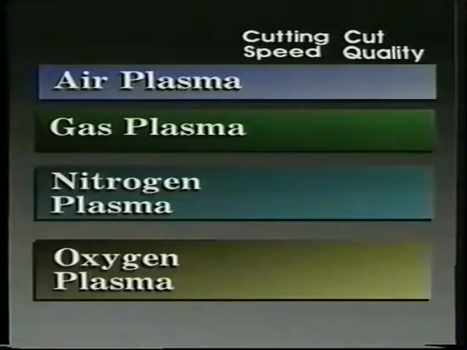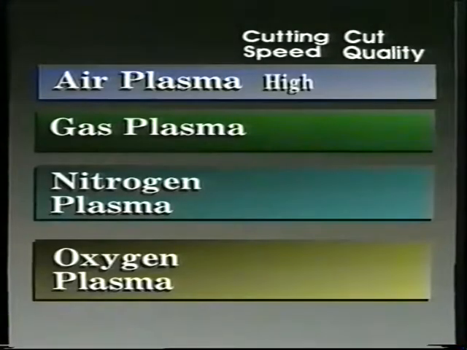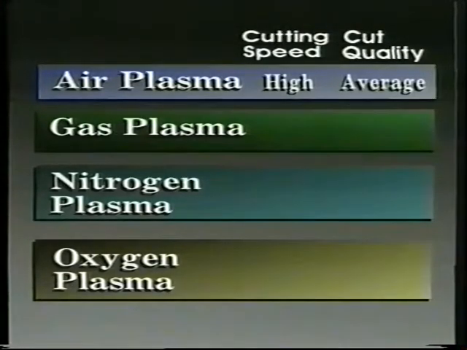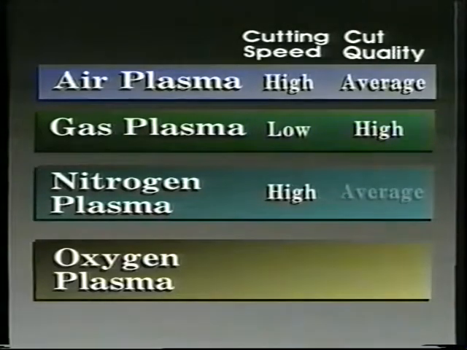The commercial plasma types available today are air plasma, which gives a high cutting speed and average cut surface quality; gas plasma, which gives a low cutting speed and high surface quality, particularly with stainless steels and aluminium; nitrogen plasma, which gives a high cutting speed and average cut surface quality. The advantage of water injection plasma with either nitrogen or oxygen is that it allows you to cut underwater at high speed, and that it contributes to an improved working environment.